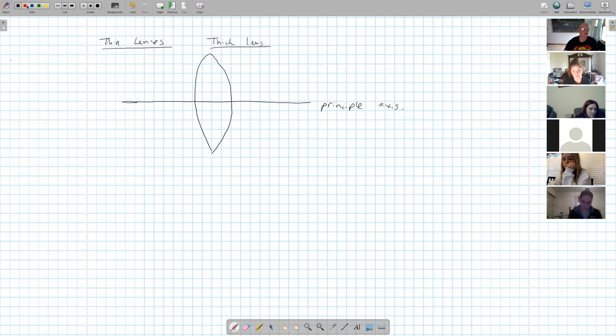Here we're going to send light parallel to the principal axis. So this is my incoming light. So what happens inside of a thick lens? We have to abide by Snell's law. This light ray is going to interact with the lens here. Snell's law tells us there's going to be a perpendicular here. So let me draw my perpendicular. This is coming in at an angle of theta 1.